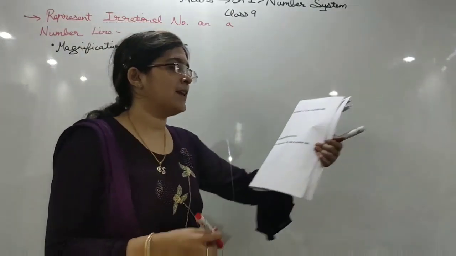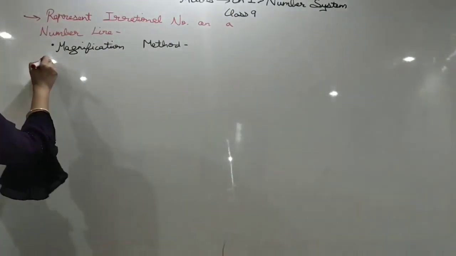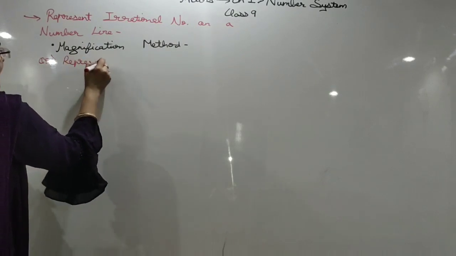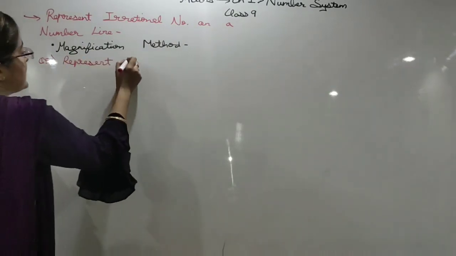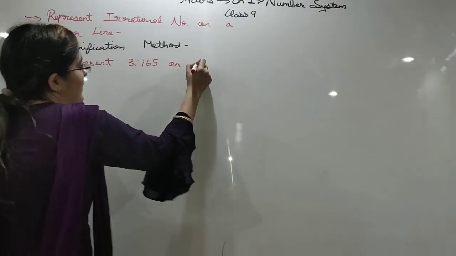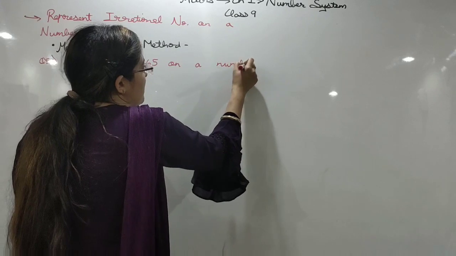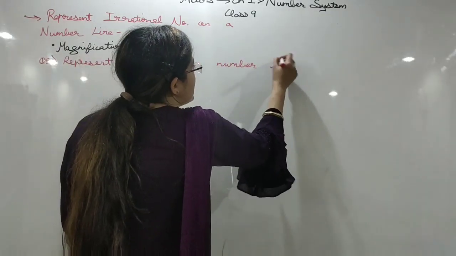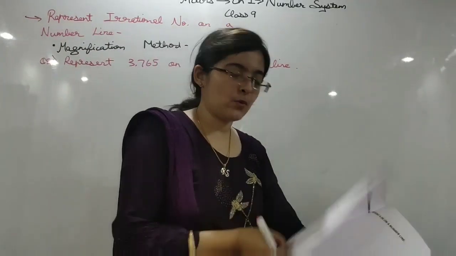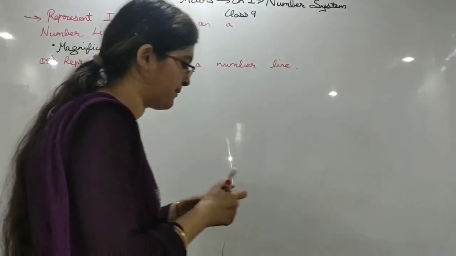See in your question booklet, question 51, what it is. You have to represent 3.765 on a number line. Okay, students, so let's start.